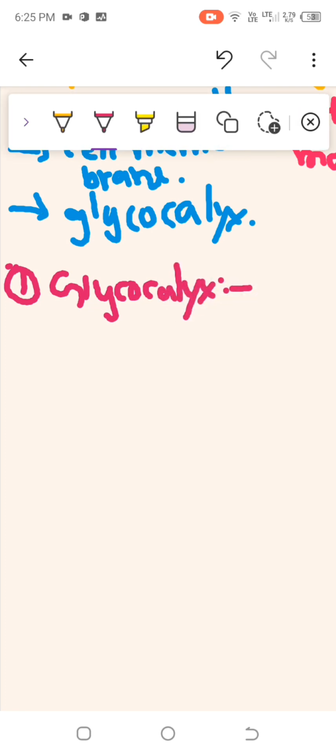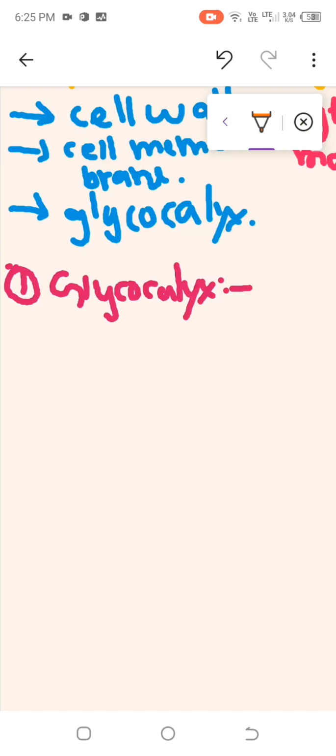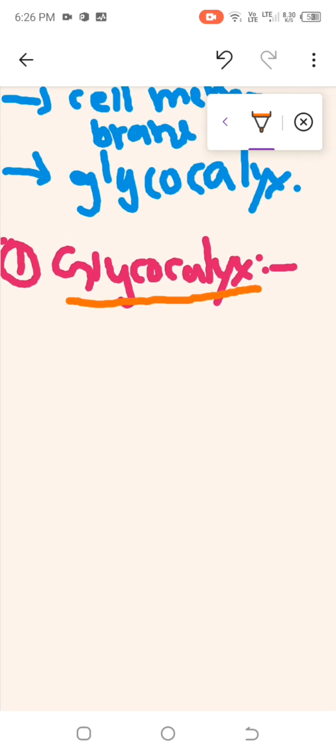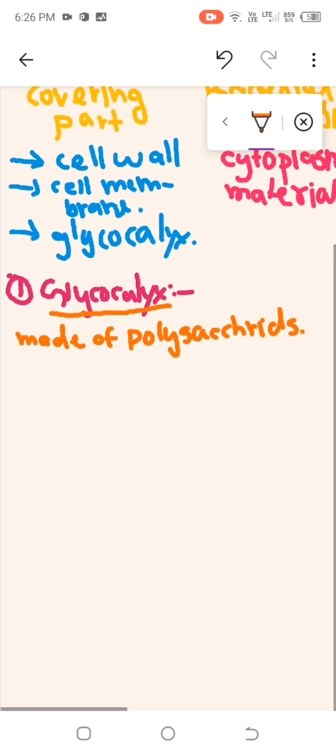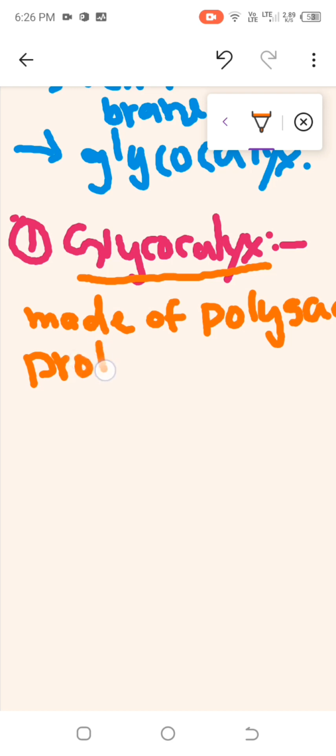Generally we know that bacteria have two coverings. One is the outer covering, which is the cell wall, and the inner one, which is the cell membrane. But in some bacteria, as I told you, an additional layer is also present, which is the glycocalyx. This glycocalyx is basically made up of polysaccharides. But in some cases, protein is also associated to make the glycocalyx.